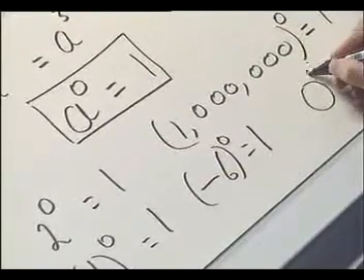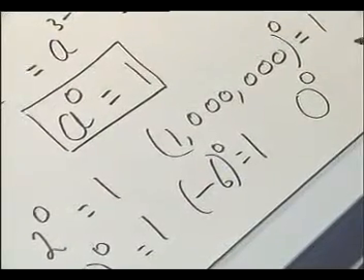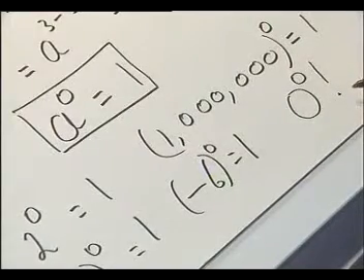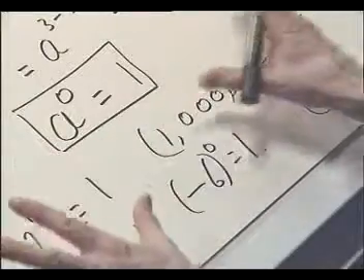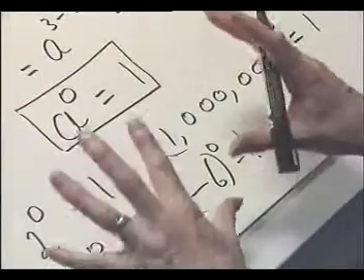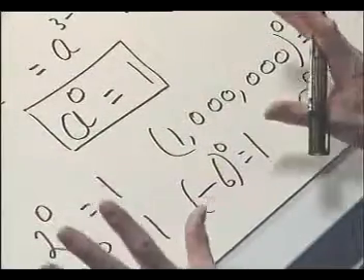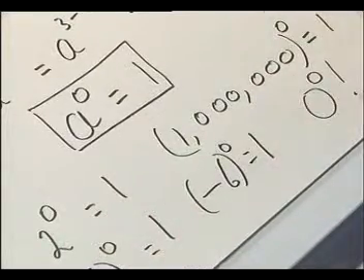If we take 0 and raise it to the power 0, well, it's a bit complicated, so we'll leave that one aside. For the moment, just bear in mind, any number apart from 0 when raised to the power 0 is equal to 1.